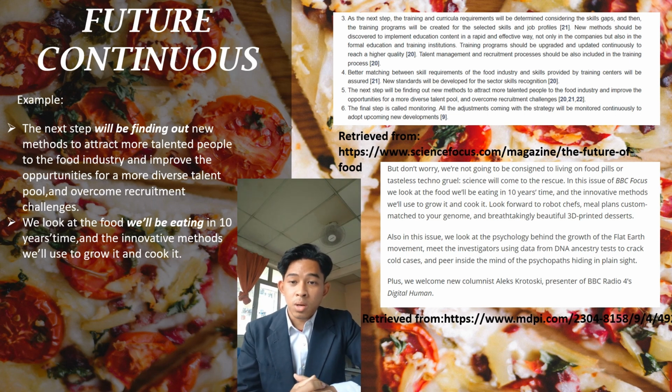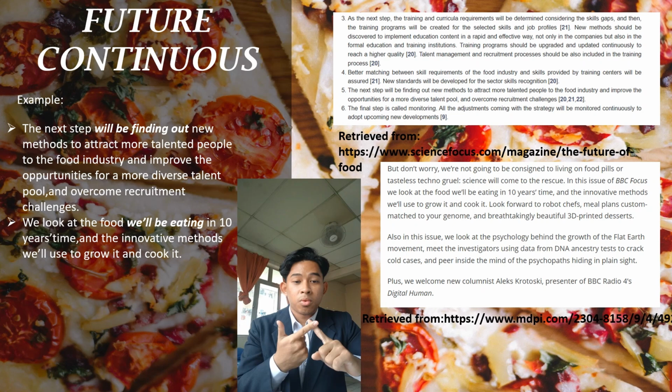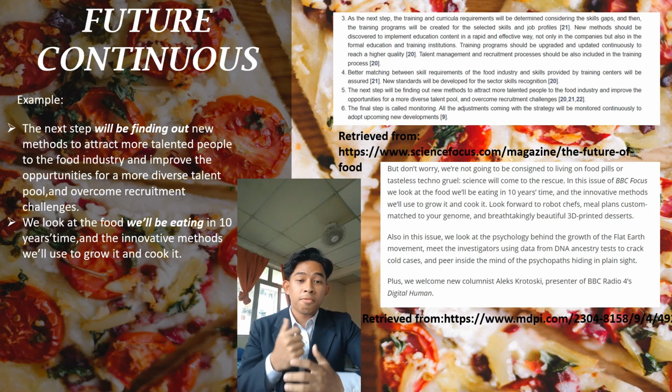The next step will be finding out new methods to attract more talented people to the food industry and improve the opportunities for a more diverse talent pool and overcome recruitment challenges. And the second one: we look at the food we'll be eating in 10 years' time and the innovative methods we'll use to grow it and cook it. Both of these sentences have "will be" and the present participle of the verb, which is, for example number 1, finding, and example number 2 is eating.